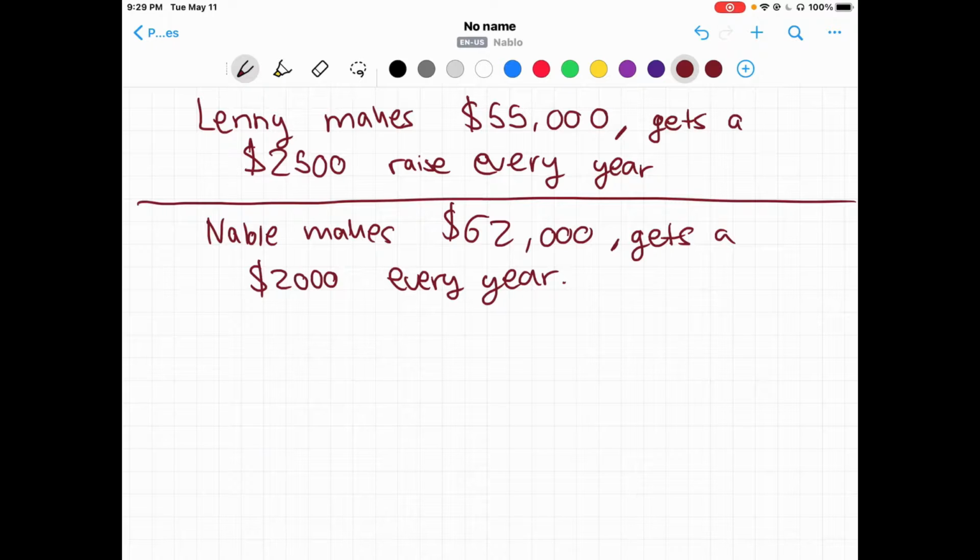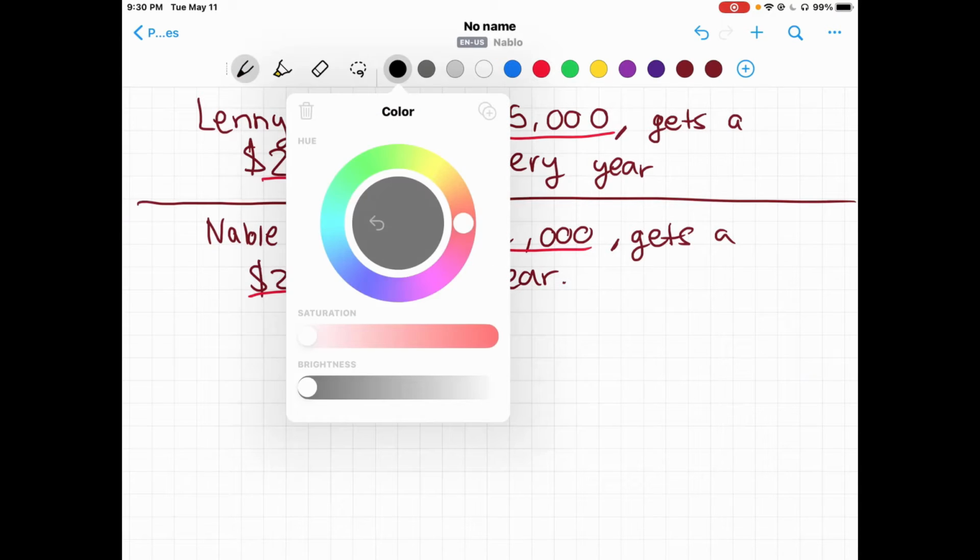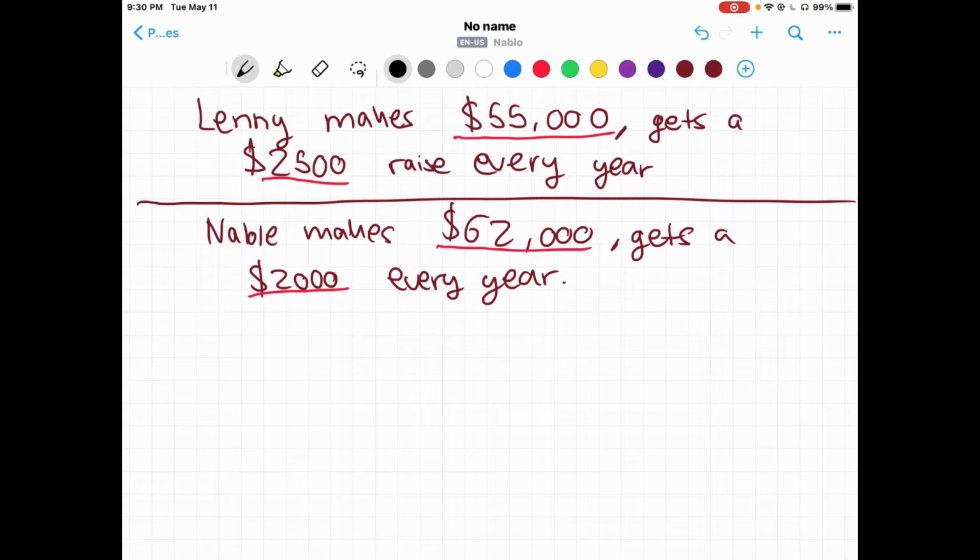So now let's apply our knowledge to this word problem over here. So what it's telling us is that Lenny makes $55,000 a year and gets a $2,500 raise every year she works. Now, Nablo, on the other hand, makes $62,000 a year and gets a $2,000 raise every year he works. Now, we are asked to find after how many years they will earn the same amount of money. So let's come up with some expressions to represent how much they make.